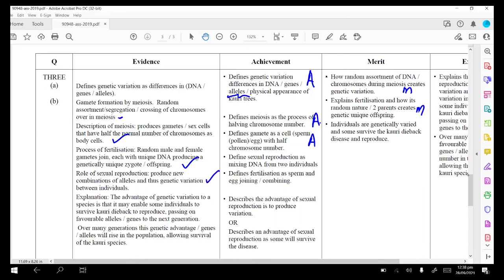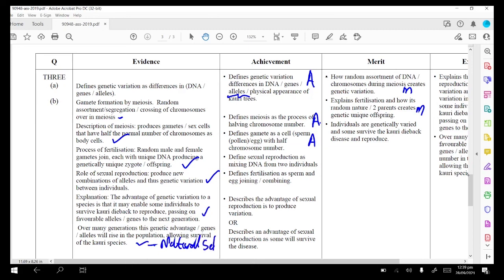And then explain, because this is linking back to the Cowdy. If you don't link back to your example, you will not get your E. The advantage of genetic variation to a species that may enable some individuals to survive Cowdy dieback, to produce, passing on favorable alleles or genes to the next generation. Over many generations, this genetic advantage will rise in the population, allowing survival of the species. So that's a little bit of natural selection over there.